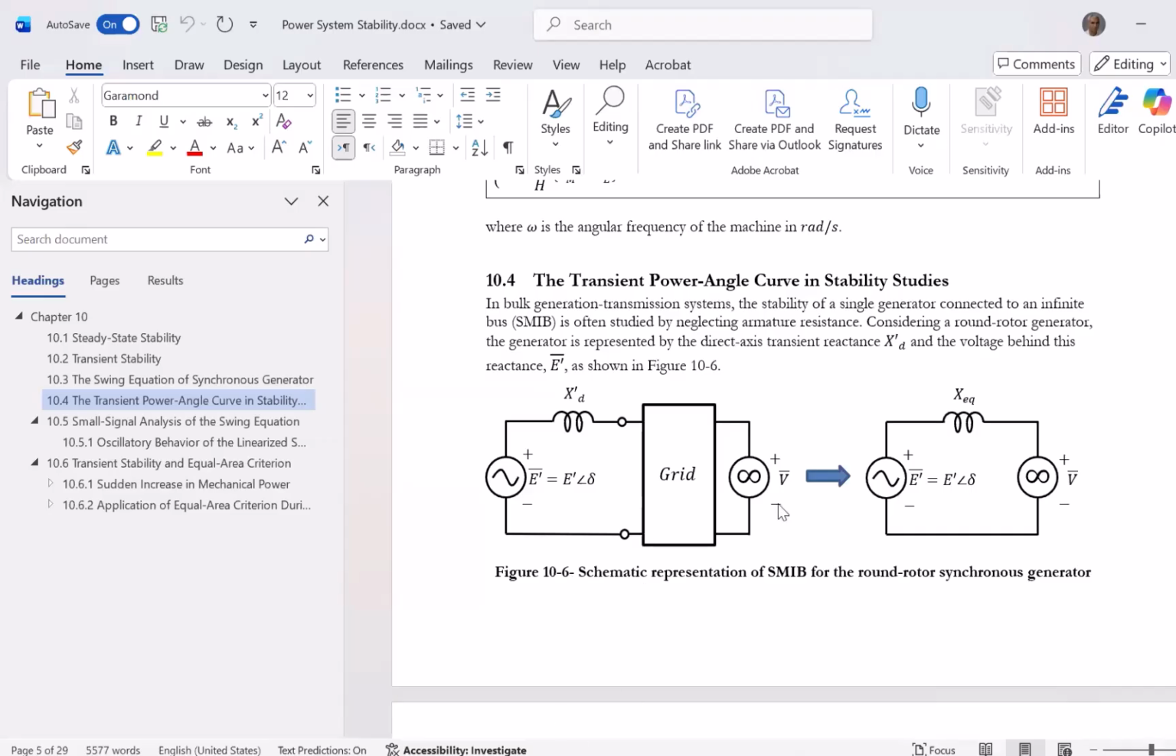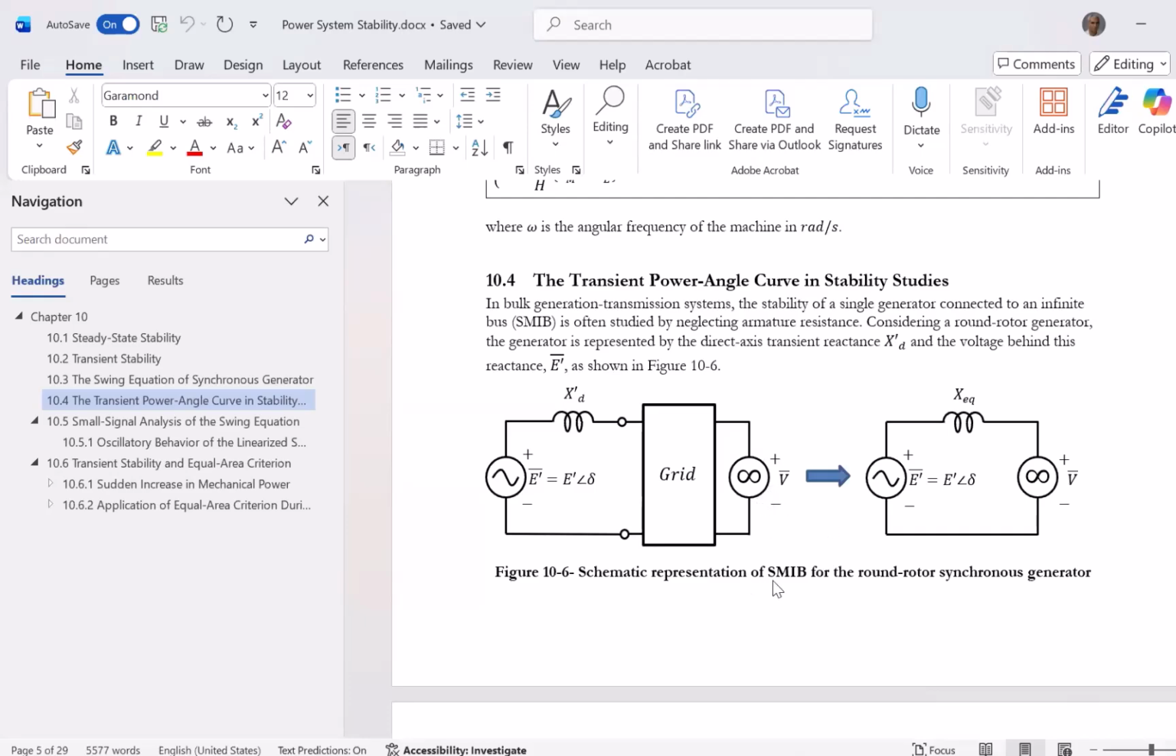For that, we have our grid. This is a giant grid. This is our infinite bus. This is our generator, and this is the model of my generator, a source in series with Xd prime. A grid, which is a combination of impedances, transmission lines, transformers, and so on. And here I have my infinite bus, which is like a rigid source.